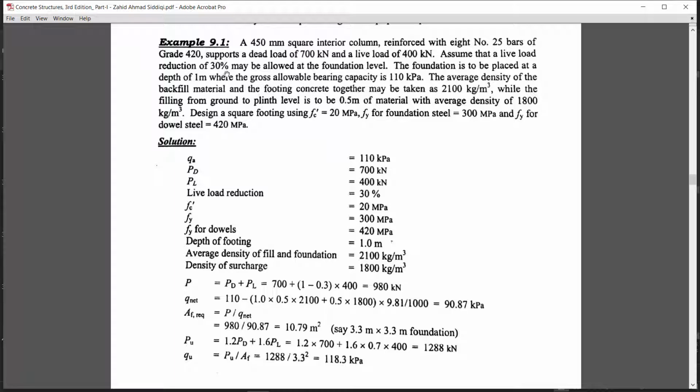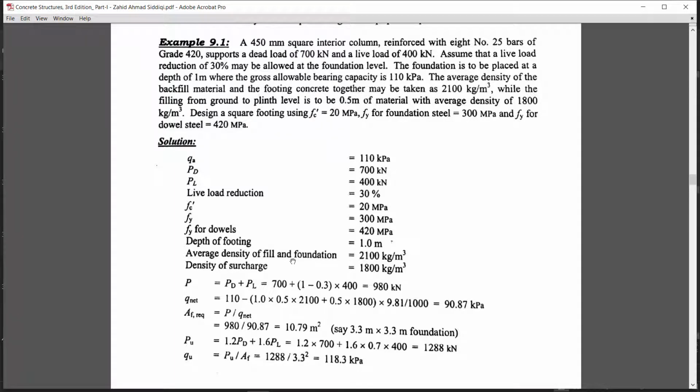Now in the solution the data is given. The allowable bearing capacity QA is 110 kPa at a depth of 1 meter. Dead load 700, live load 400. Live load reduction is allowed, that is 30%. FC prime 20, FY 300 megapascal for footing and FY for dowels, that is 420 megapascal. Depth of footing where the foundation will be placed is 1 meter below the ground level.